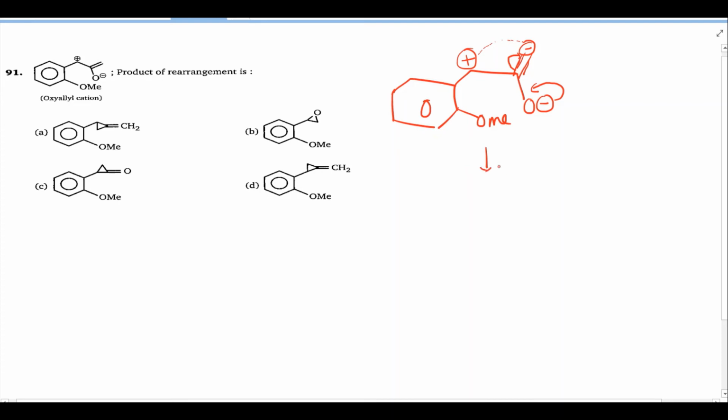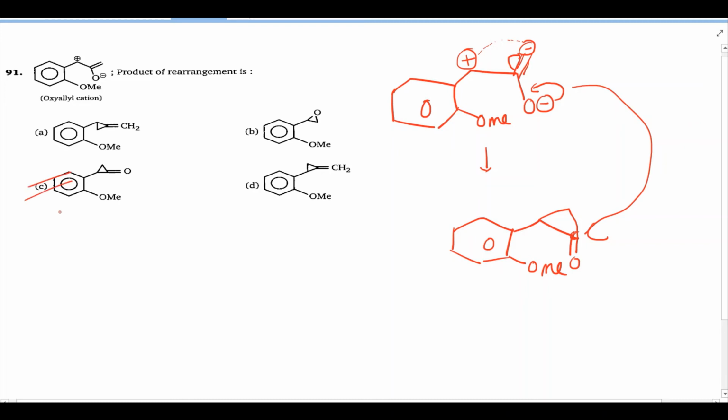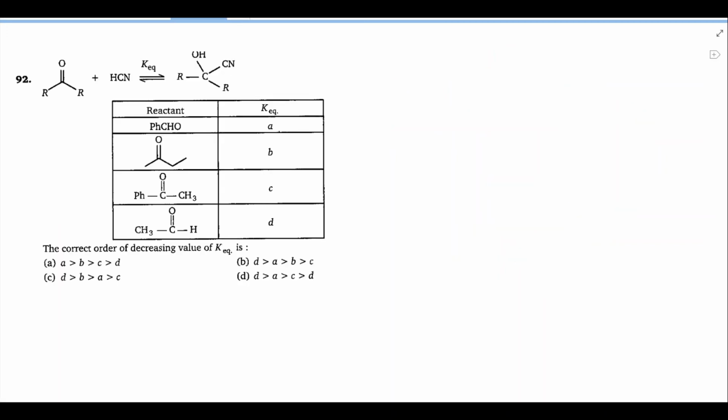Okay, so then you are going to get, what is the product? This is the ring. Okay, so one bond here, this is a double bond, and this and this bond connecting. Okay, it is like carbon, here carbon is there, here OME is there. So after rearrangement of this, it is converted to like this. So what is the perfect answer for this question? Option C is the correct answer. Okay, this is question number 91. Next question number 92.